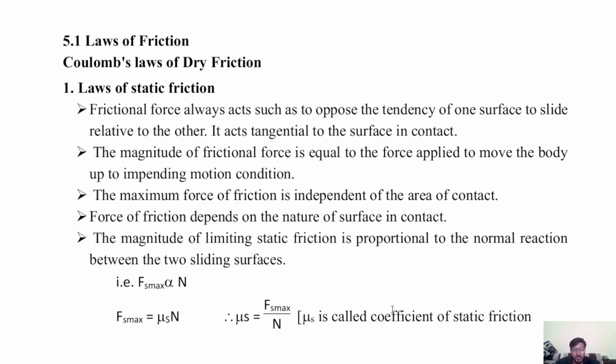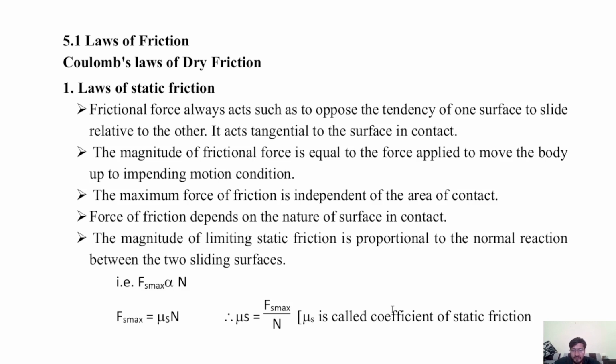Now let's talk about Coulomb's laws of friction. These laws help us understand how friction works. For static friction, the force always opposes the tendency of surfaces to slide. Friction force always acts so as to oppose the tendency of one surface to slide relative to the other. It acts tangential to the surfaces in contact. The magnitude of frictional force is equal to the force applied to move the body, up to the impending motion condition.